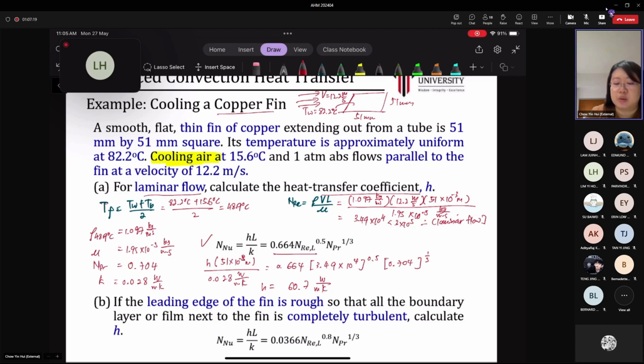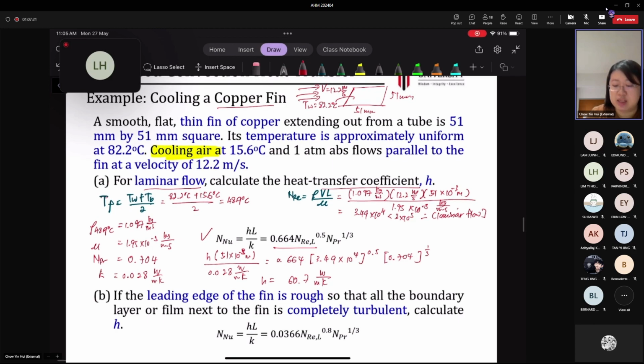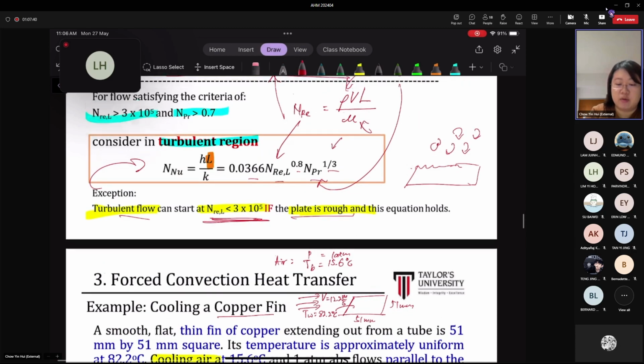Now let's say instead of a smooth fin, the leading edge of the fin is rough, so that the boundary layer of film next to the fin is completely turbulent. This is the case where you have a rough plate. If you recall, for a rough plate you directly apply the correlation for turbulent flow.